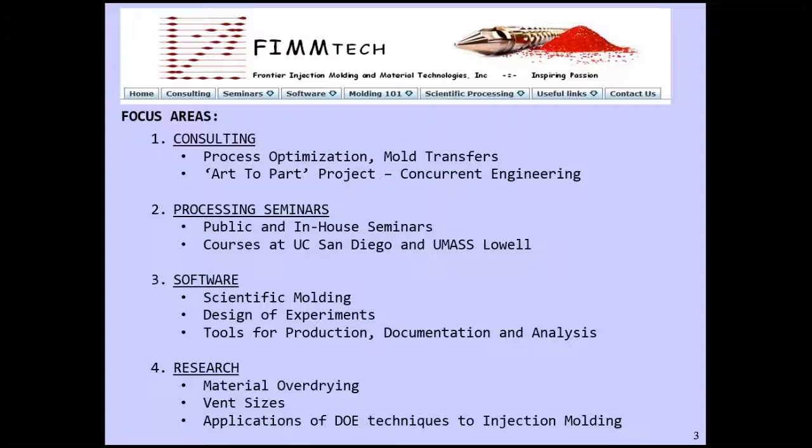So I got into this mainly as a consultant for processing, but I also do a lot of seminars here in San Diego, and I teach the things I'm going to talk about. It's a very small portion of what I do. I teach mainly processing. I'm also contract faculty at UMass Lowell and UC San Diego. Whenever they have a requirement, I teach at UC San Diego, and I just came back from UMass Lowell last week. They had their session there.